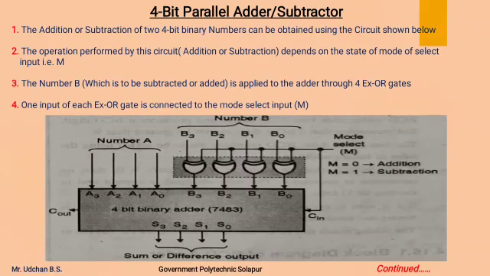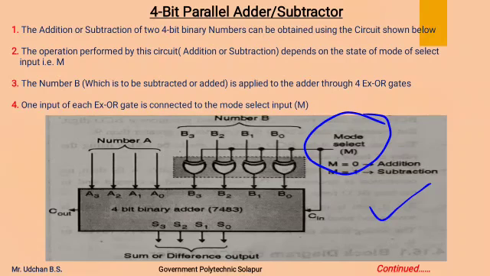That is, in this we are going to study a common logic which will act as an adder as well as a subtractor. The addition or subtraction of two 4-bit binary numbers can be obtained using the circuit shown over here. The operation performed by this circuit depends on this mode select input M, which is going to decide whether this circuit acts as an adder or as a subtractor.